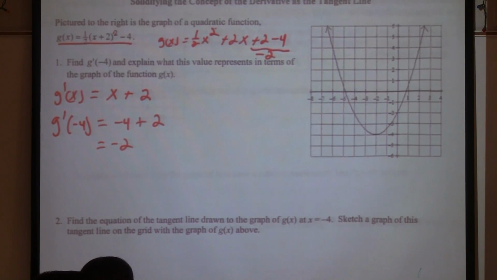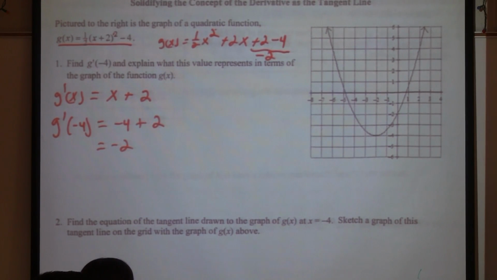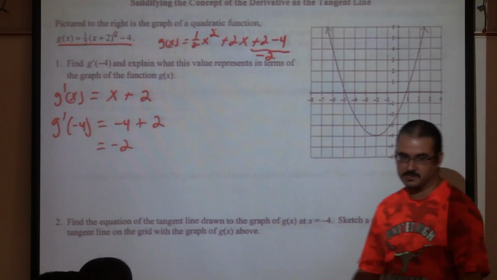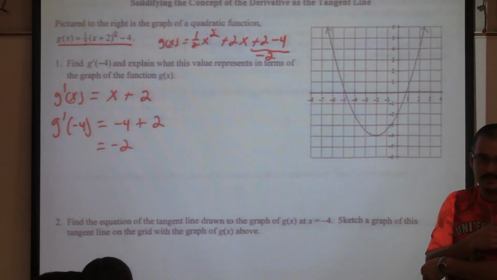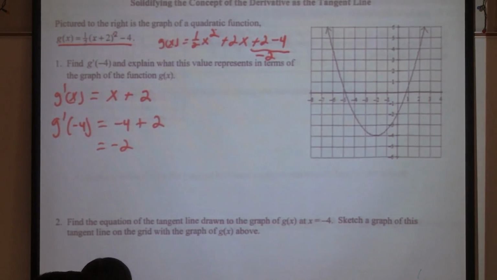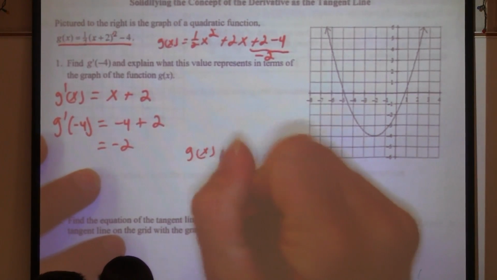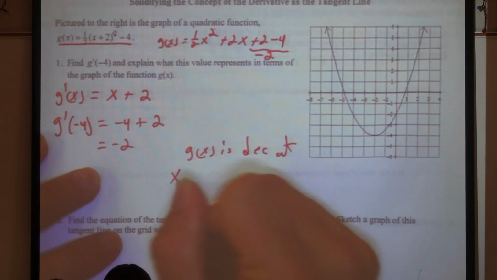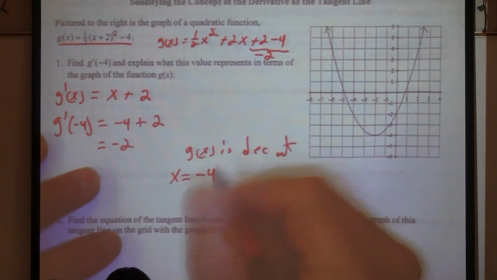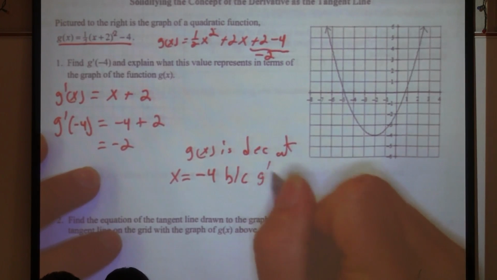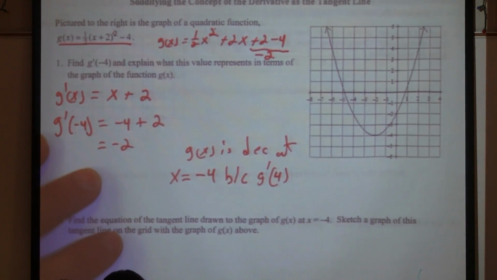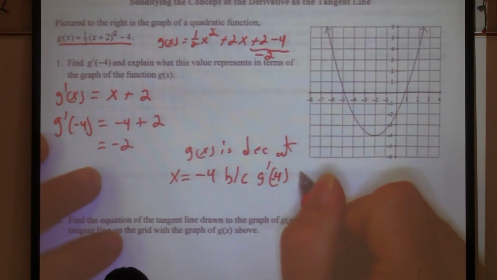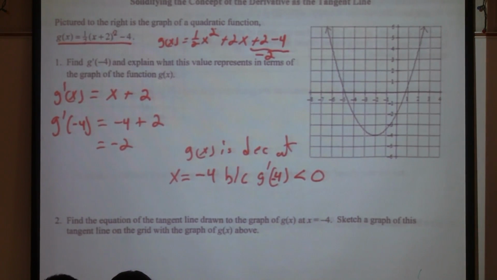Okay, that's correct. But is that in terms of the original function? You're telling me the slope of the tangent line, the derivative of which is the derivative, right? So then we could say what? g of x is decreasing at what? At x equals negative 4. Why? Because g prime of specifically negative 4, right, is what? Less than 0. That's what that value represents in terms of the original function, right?